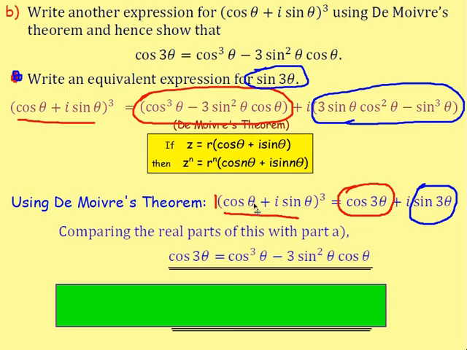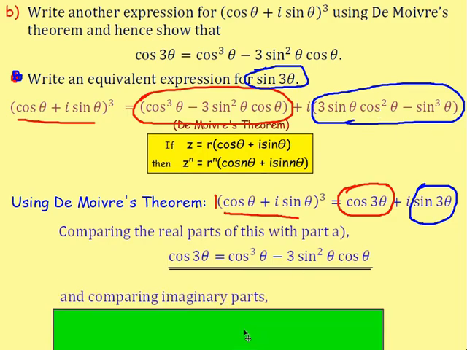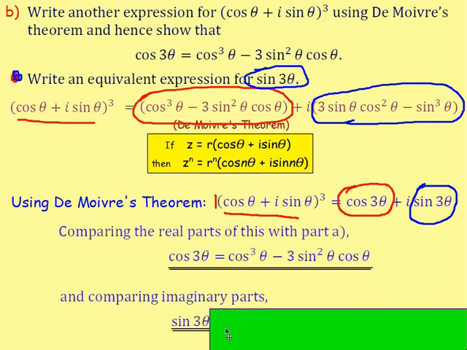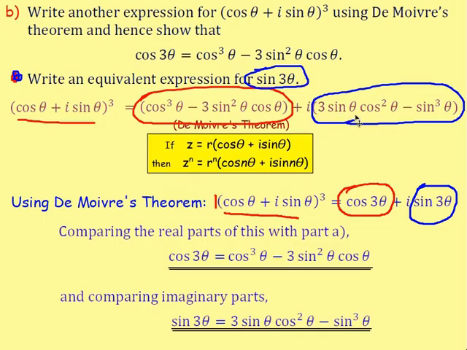And again, because we expanded the same thing just two different ways, the imaginary part here must be equal to the imaginary part here. So if we compare the imaginary parts, or equate the imaginary parts, we can say that sine 3 theta must equal 3 sine theta cos squared theta take away sine cubed theta. You see that? Yes. Woo!